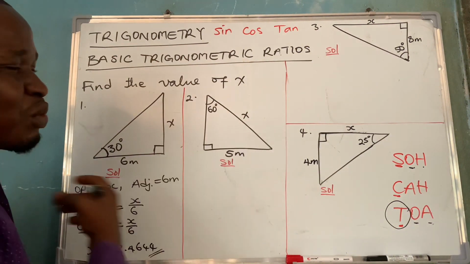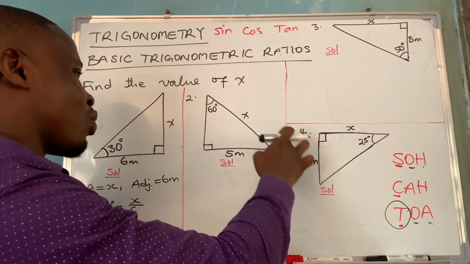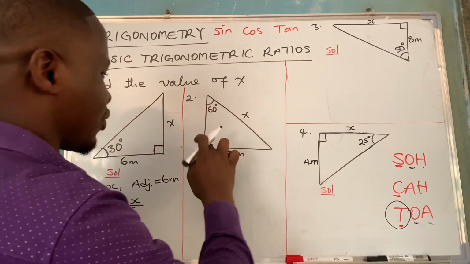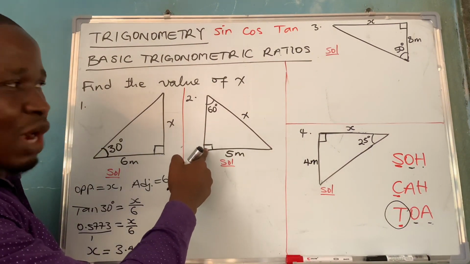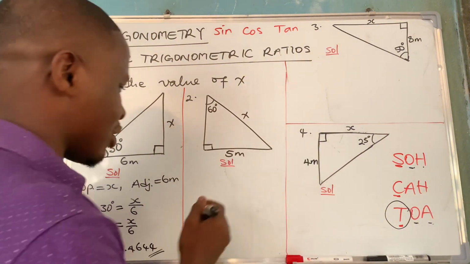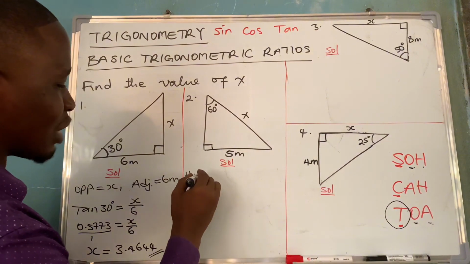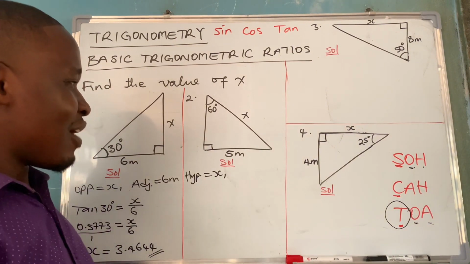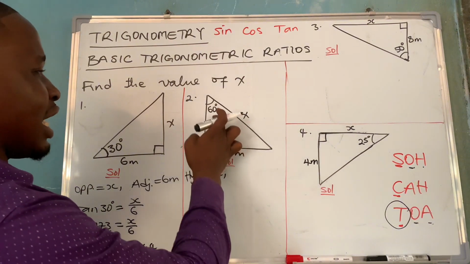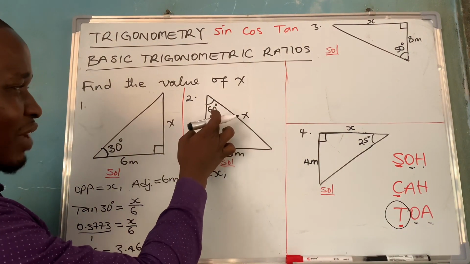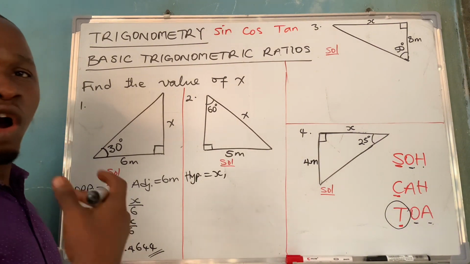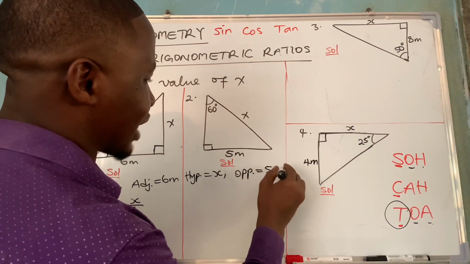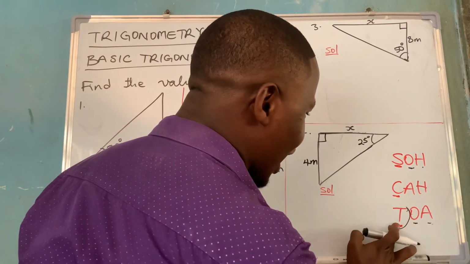But for that value of x we want to find, we need to identify that particular side. Remember, in a right angled triangle, any side that is facing the 90 degrees, the right angle, is what we call the hypotenuse side. So our hypotenuse side is x. We also have 5 meters. 5 meters is the side that is facing the given angle. The side that is facing the given angle is what we refer to as the opposite side. So our opposite side is given as 5 meters. So finally, what do we do?